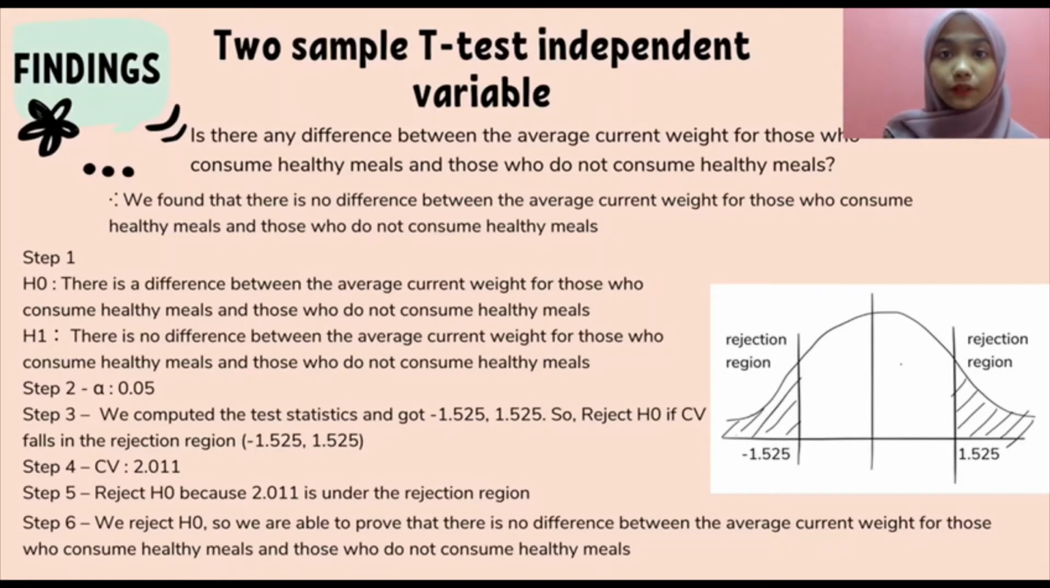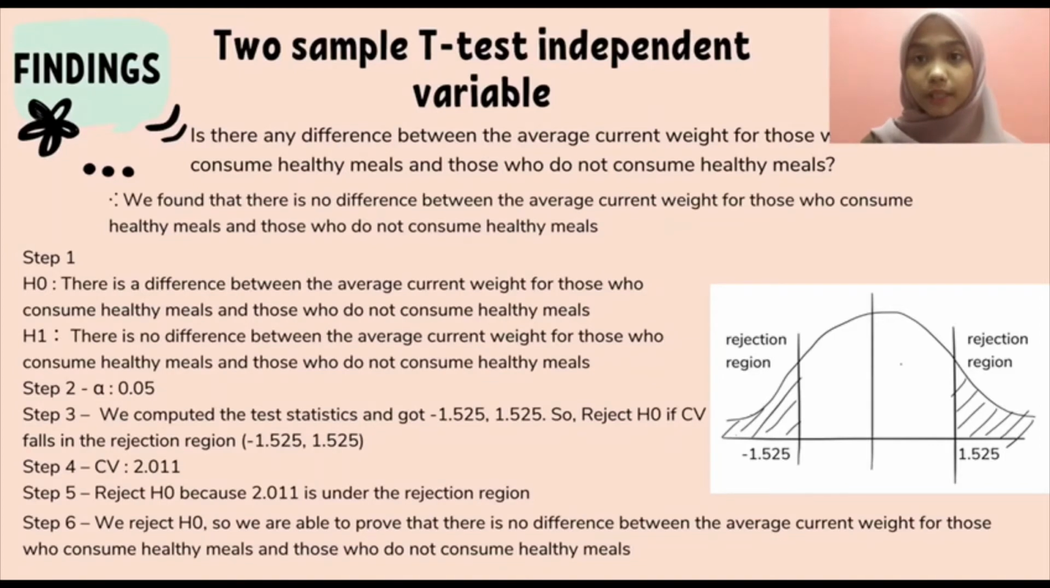For the first step, we state the null and the alternate hypotheses. For the null, we state that there is a difference between the average current weight for those who consume healthy meals and for those who do not consume healthy meals. And for the alternate, we state that there is no difference between the average current weight for those who consume and do not consume healthy meals.